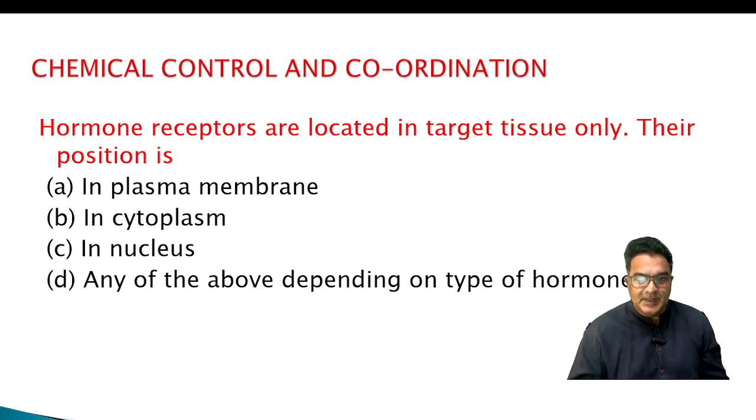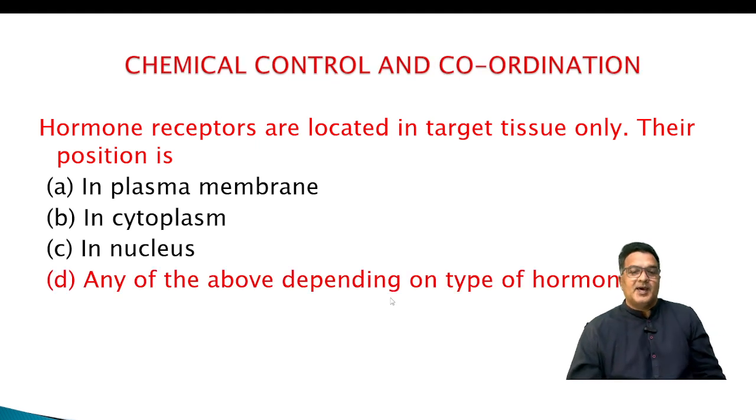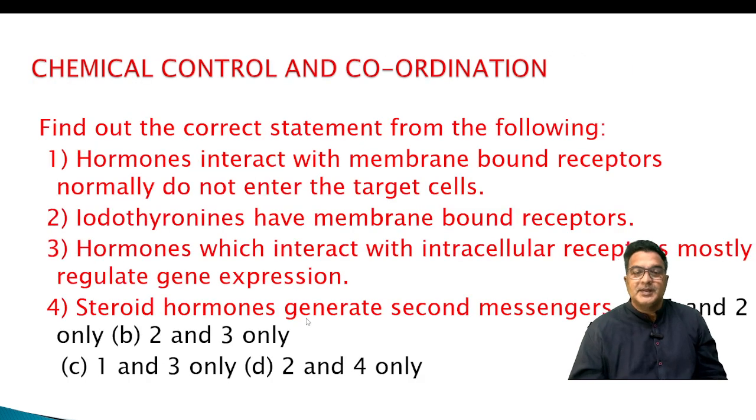Their position is in the plasma membrane, in the cytoplasm, or in the nucleus, any of the above depending on the type of hormone. It may be on the cell surface, or it may be in the cytoplasm, or it may enter into the nucleus. That hormone receptor may be present in the nucleus.